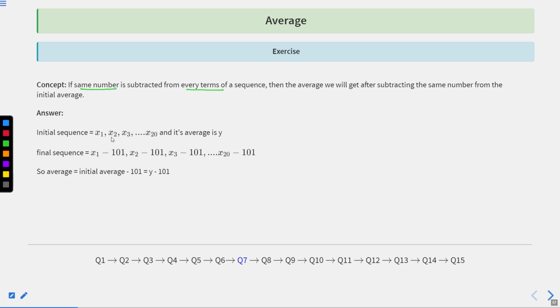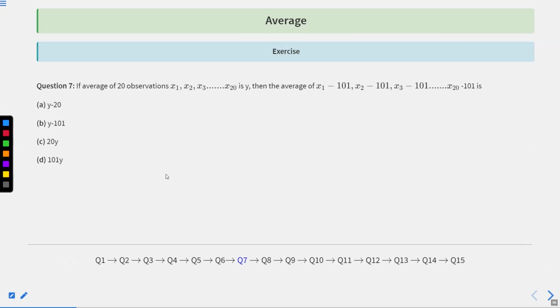The initial sequence was x1, x2 till x20, and its average was given to us as y. The final sequence will be x1 minus 101, x2 minus 101, and it goes on till x20 minus 101. The initial average was y, so the new average after reducing 101 from each data point will be y minus 101. That's exactly what we wanted to find. So the option that will be correct here is option number B, y minus 101.